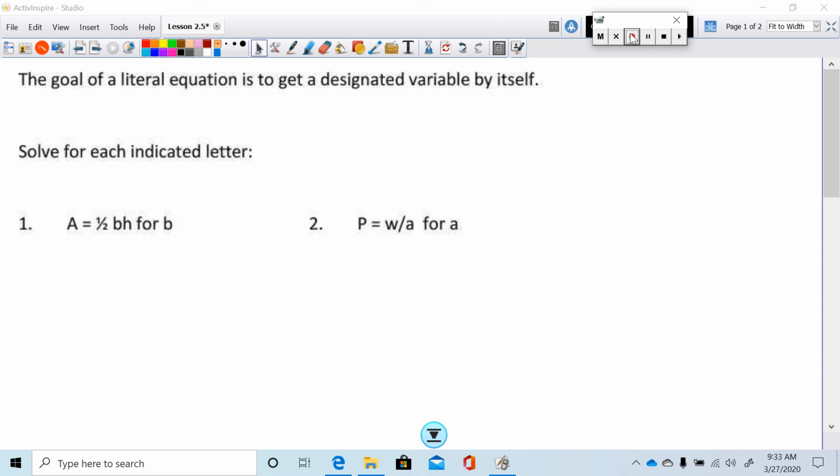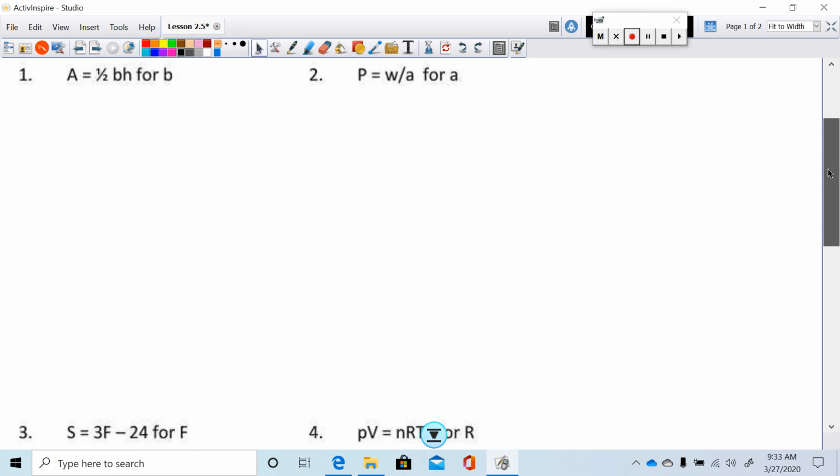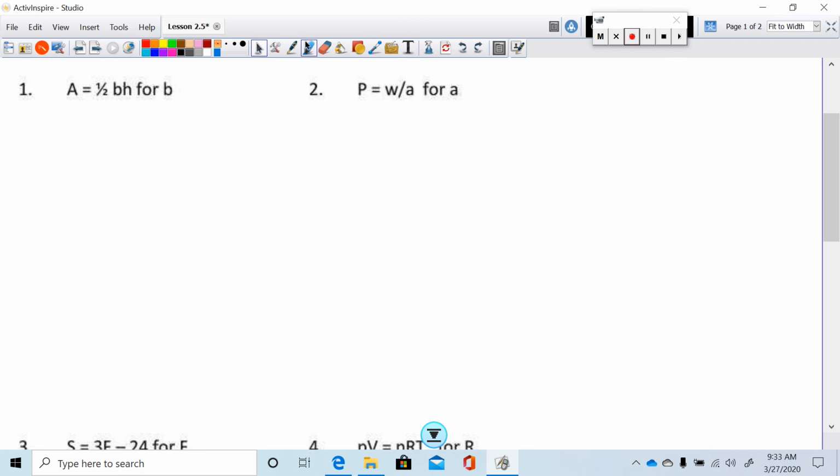Okay, the goal in solving a literal equation is to get a designated variable by itself. So they'll tell you which letter you're solving for, so you got to read carefully. The first one, A equals 1/2 bh for b.